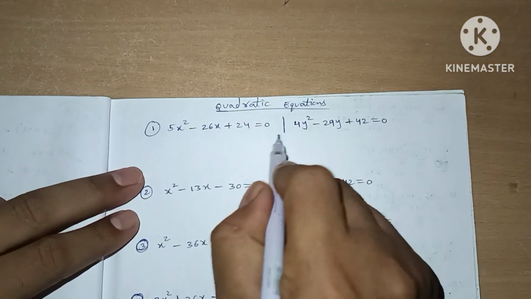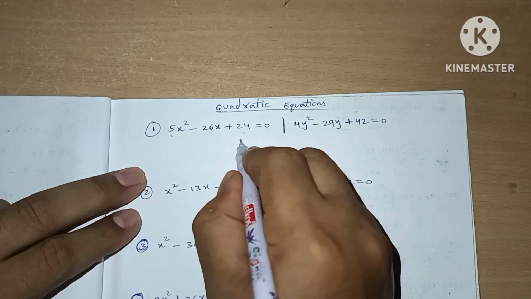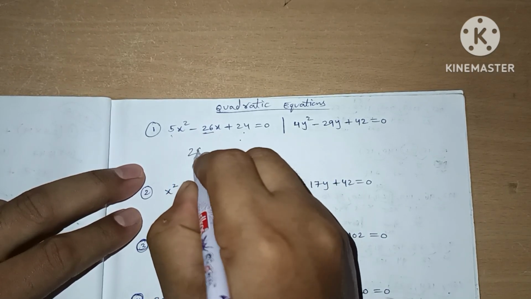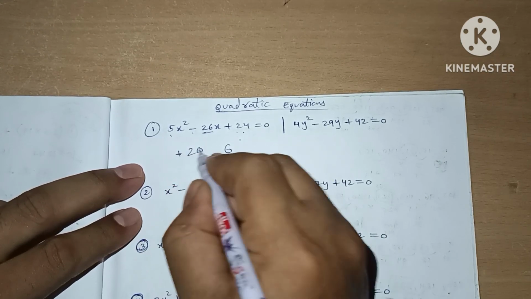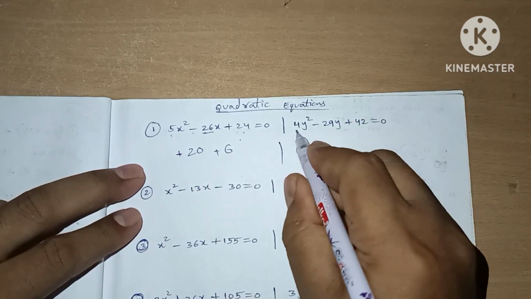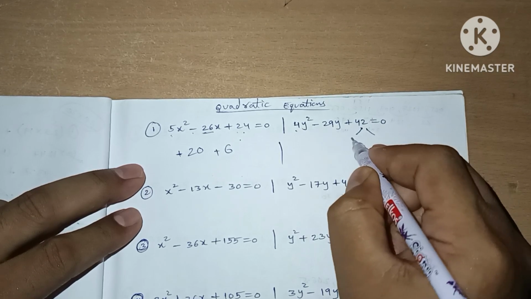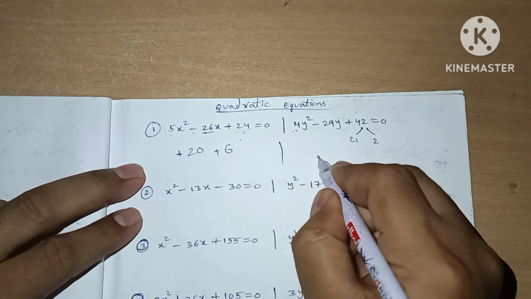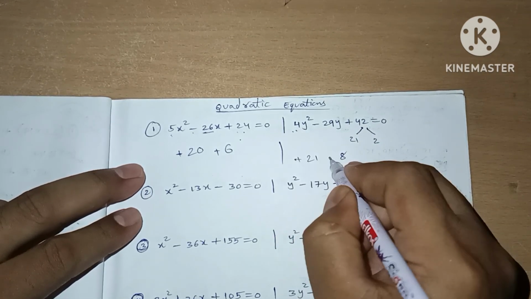Now we are going to see quadratic equations. Here 5 into 24 will be 120. 120 means we need to get 26. 26 times will be 120 and the roots are in the positive. Here 4 into 42. Let's divide this as 21 into 2 times. 4 into 2 will be 8. 21. We get 29 and the roots are in positive.